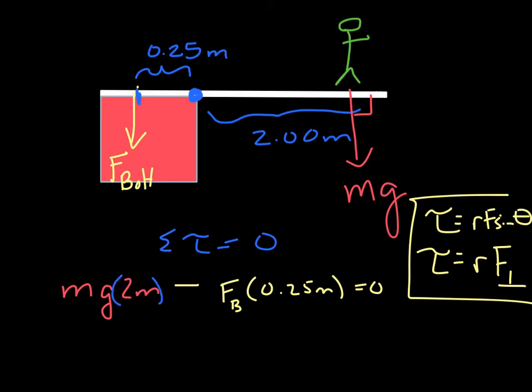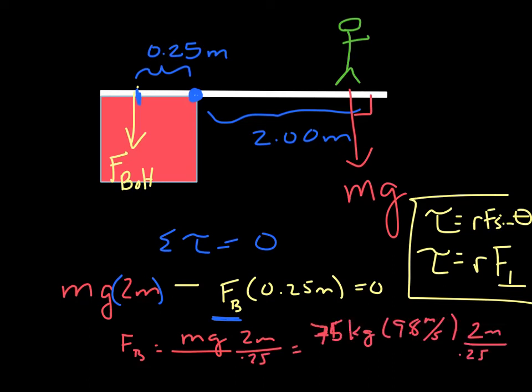So if we are solving for, that should be 2 meters. If we are solving for this force of the bolt, you get force of the bolt equals mg 2 meters over 0.25, which is 75 kilograms, which gives you this equation here, which when all said and done, the force of the bolt is equal to 5,880 newtons.